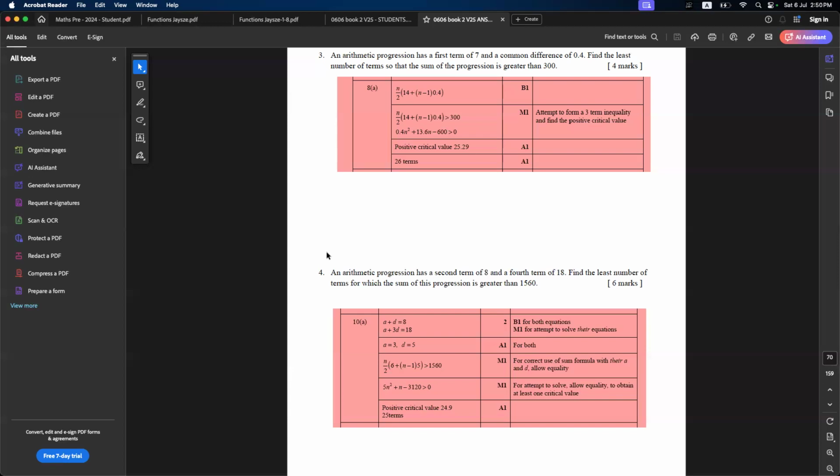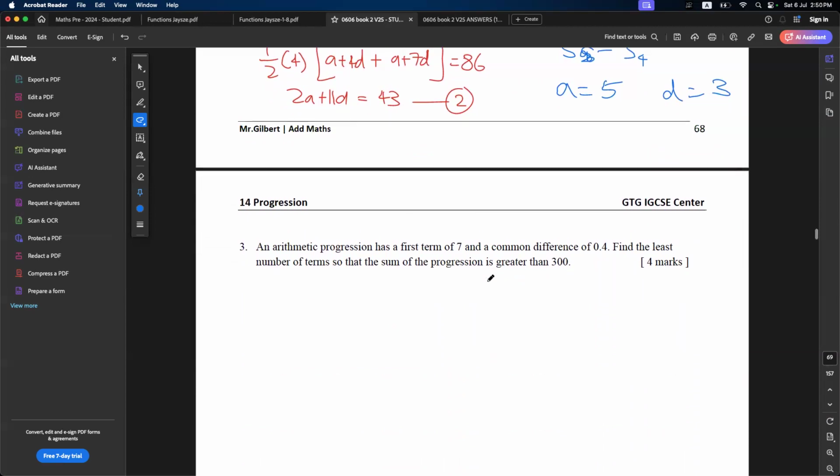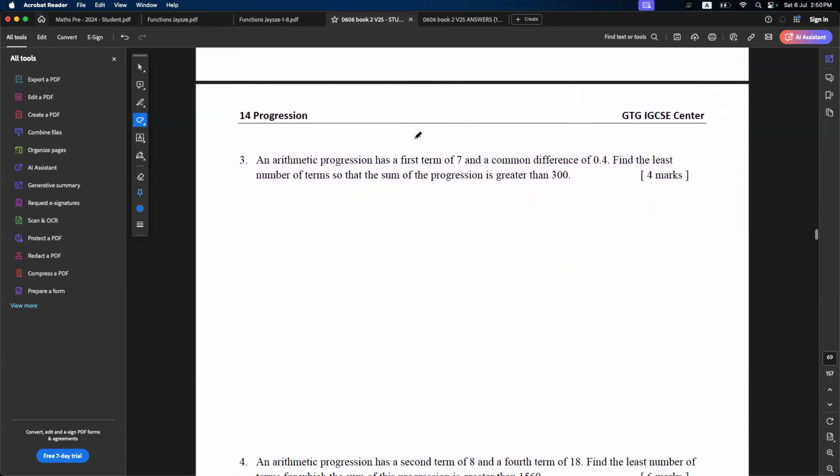Did you do the third and fourth questions? An arithmetic progression has a first term of 7 and a common difference of 0.4. A is 7, D is 0.4. Find the least number of terms so that the sum of the progression is greater than 300. Sum of progression is 1 over 2 n, 2a plus n minus 1 d, is greater than 300.